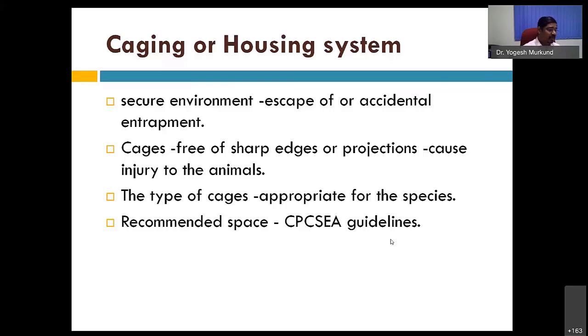Now, the type of cages also should be very appropriate for the individual species. You cannot use rat cages for rabbits or rabbit cages for rats. So, they should be appropriate for the species you are going to host. Again, the recommended space allocation should be as per the CPCSEA guidelines.